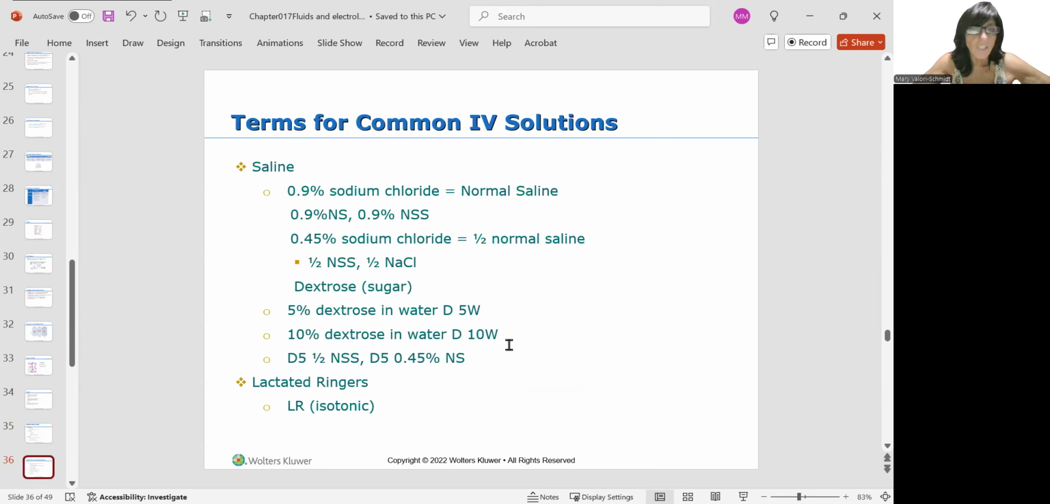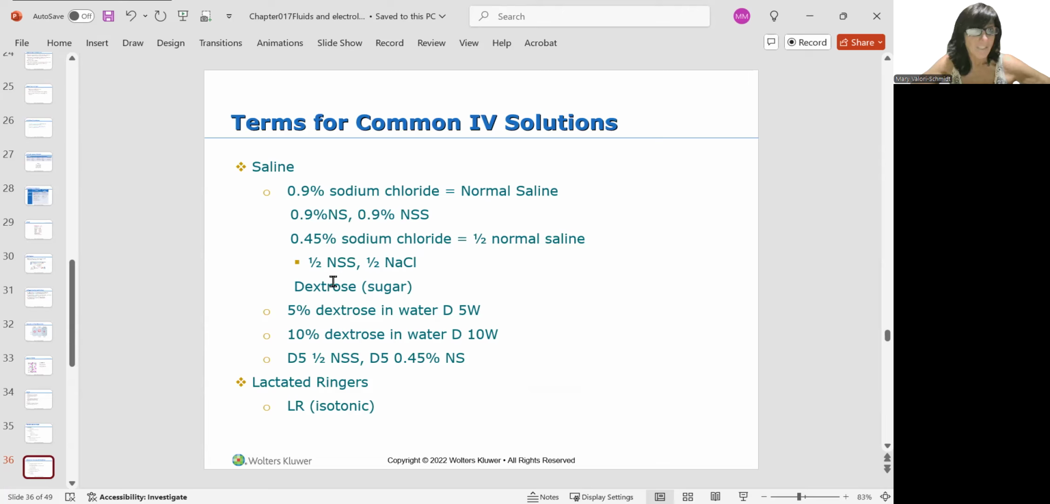And here, I want you to familiarize yourself with some common IV solutions. Okay. And just like everything else in medicine, we're going to give a lot of different names to the same thing just to confuse you. No, I don't know why they do it, but they do it. Saline, salt water, 0.9% sodium chloride, 0.9% NS, 0.9% NSS. It's all the same thing. It's normal saline. It's what we have in our bodies. Or you could have half normal saline, 0.45% sodium chloride, half NSS, half NaCl, all means the same thing, half normal saline, okay?